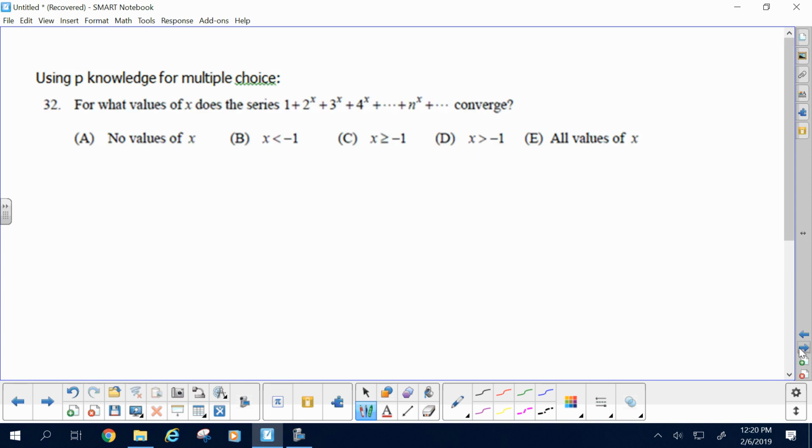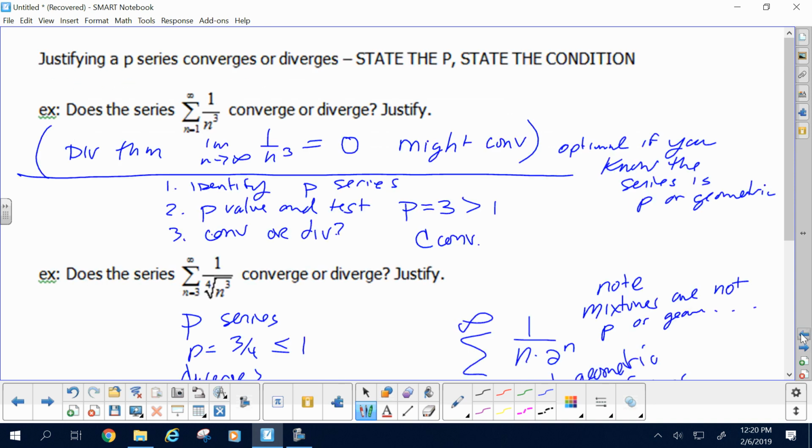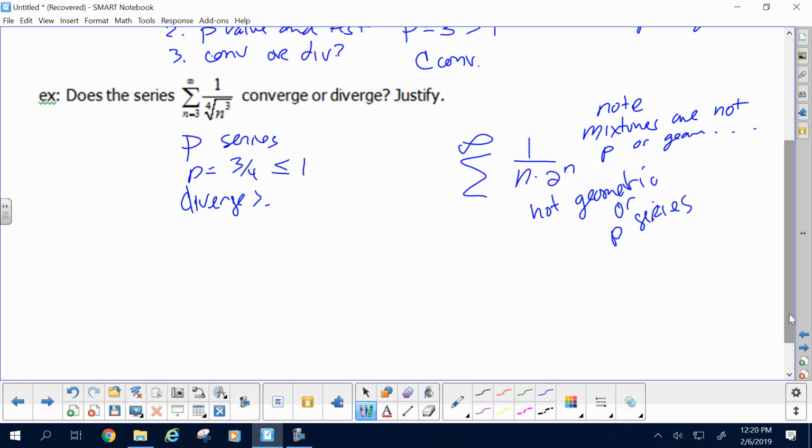Okay. Actually, could you throw one small thing into your notes, just in terms of using the vocabulary? One more, just like this. Does this series converge or diverge?